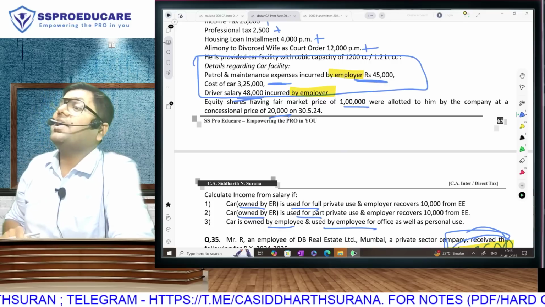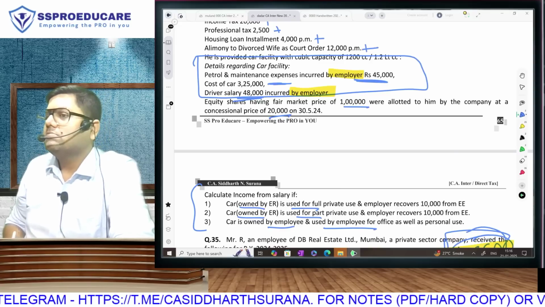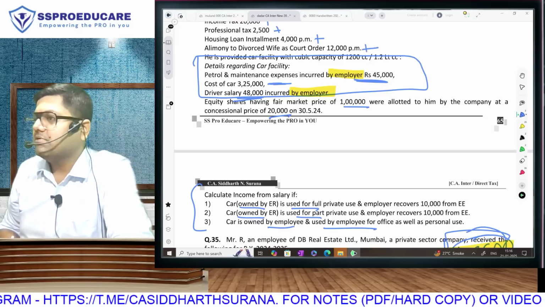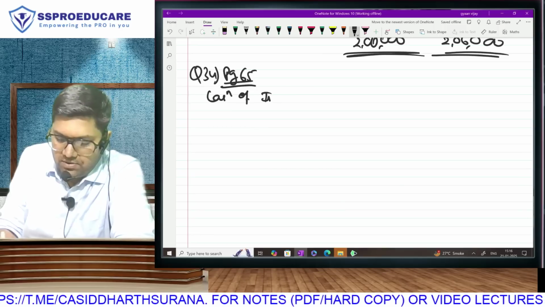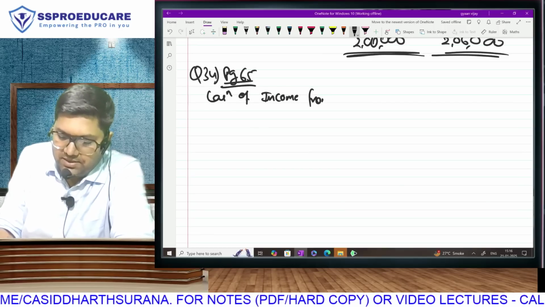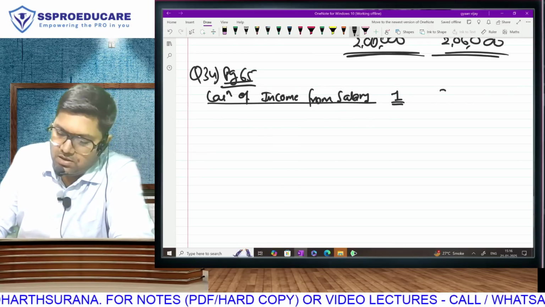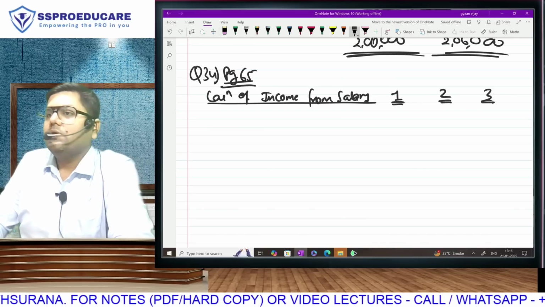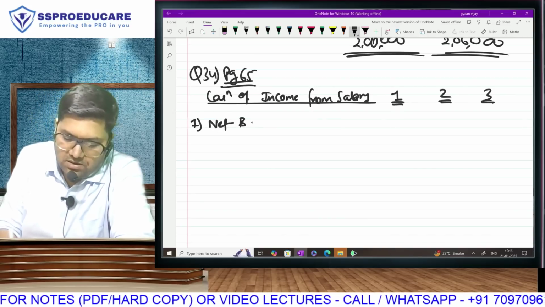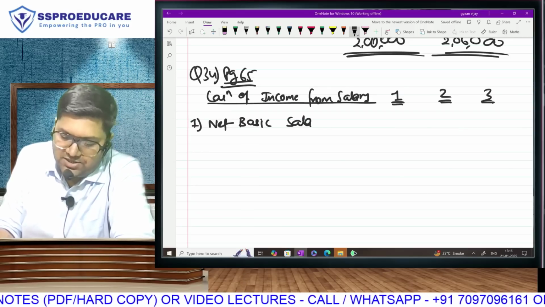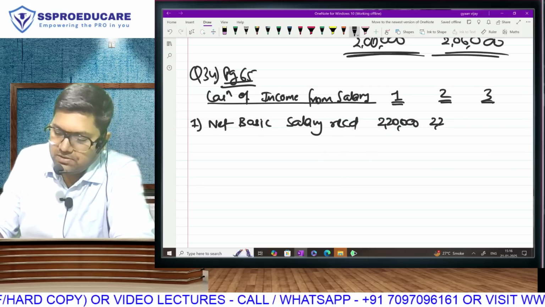But do you realize that except the car part, the rest of it is absolutely same? Basic salary is same in all the three cases. So what we will do is, if this question is asking us to do calculation of income from salary, the only thing that is different in the three situations is the value of the car. Everything else is same. So let us solve the question on columnar basis. For example, the first thing that you have been given is the net basic salary, which is the cash received. How much is cash? 2,20,000 irrespective of situation.